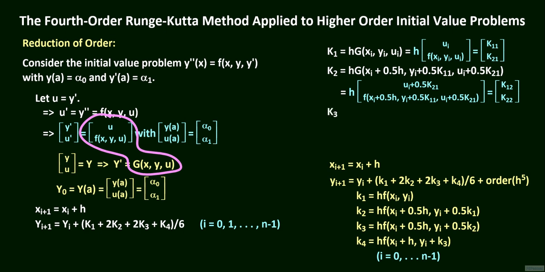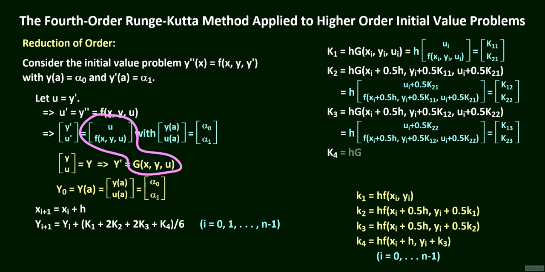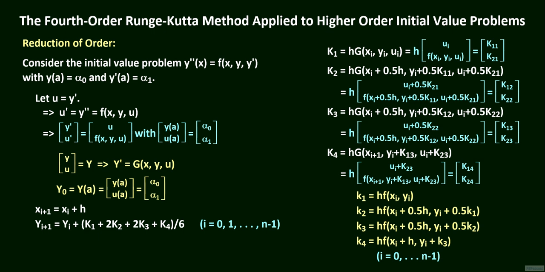Similarly, the vector K sub 3 equals this quantity, which should be equal to this vector. Let the components of K sub 3 be k sub 1,3 and k sub 2,3. And finally, the vector K sub 4 equals h times g applied to x sub i plus h, or to x sub i plus 1, to y sub i plus k sub 1,3, and to u sub i plus k sub 2,3. K sub 4 should be equal to this vector. Let the components of K sub 4 be k sub 1,4 and k sub 2,4.